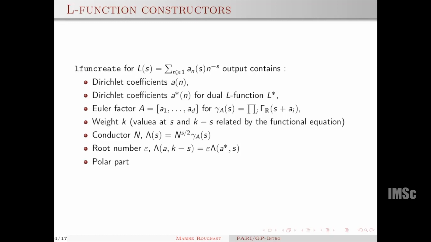You also get the numbers to define your gamma factor, the Euler gamma factor. You will have the weight k. In your functional equation, you have some values that are related, values at s and values at k minus s. The weight is this k. You also have the conductor of your L function, the root number, and the polar part.